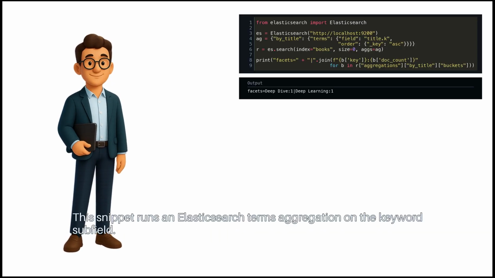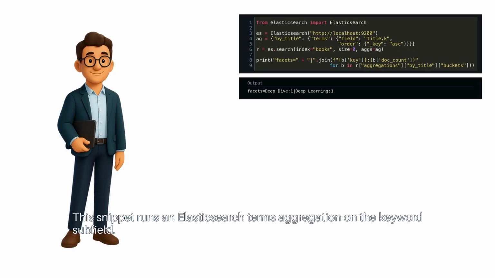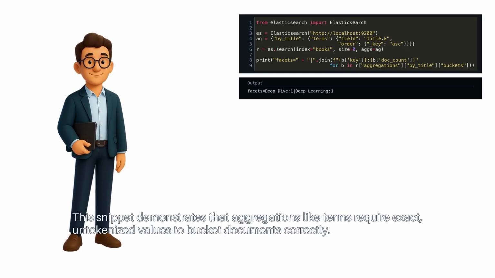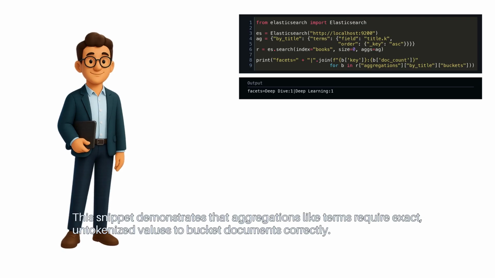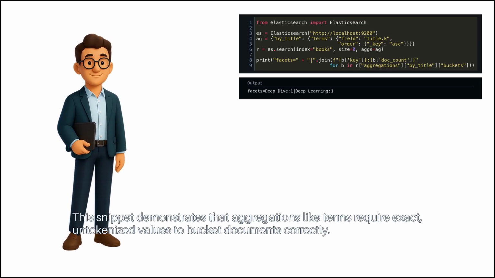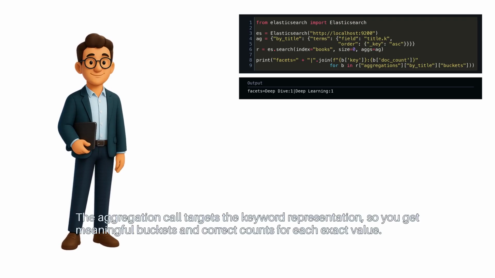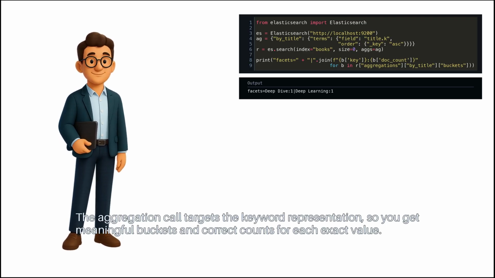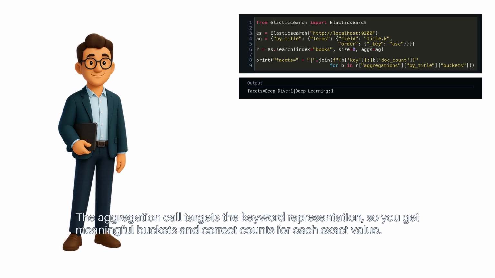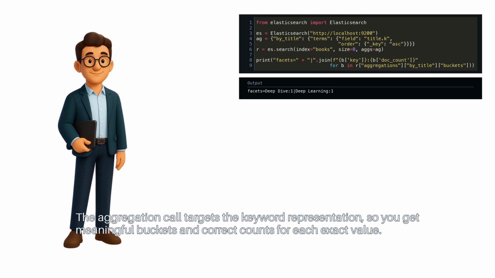This snippet runs an Elasticsearch terms aggregation on the keyword subfield. This snippet demonstrates that aggregations like terms require exact, untokenized values to bucket documents correctly. The aggregation call targets the keyword representation, so you get meaningful buckets and correct counts for each exact value.